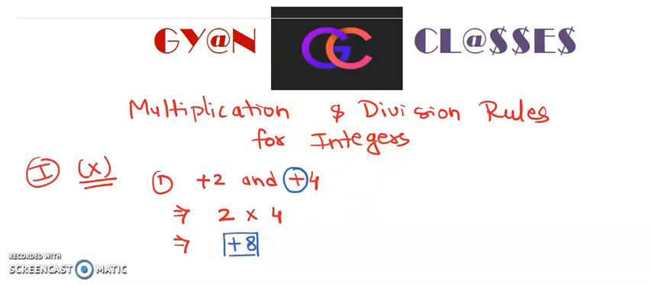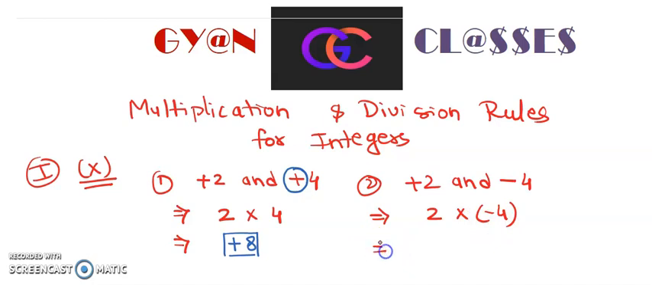Let us do the next question, the next rule. Now let us take the first integer as positive and the second integer as negative, and we have to multiply them. That means 2 multiplied by minus 4. Now the answer will be the same, 4 into 2 will become 8 only, but the sign of the greater number will come. The sign of the greater number is minus, so our answer will be minus 8.